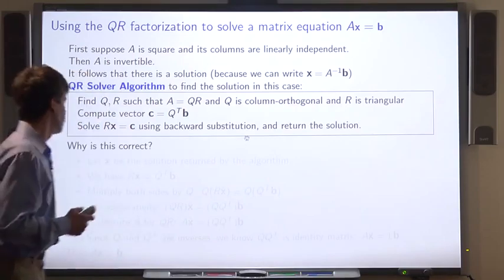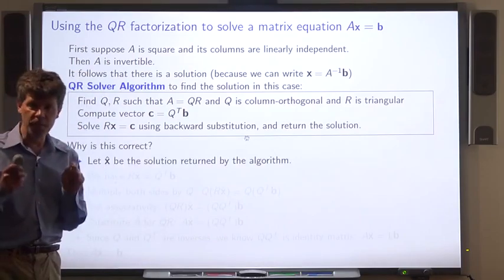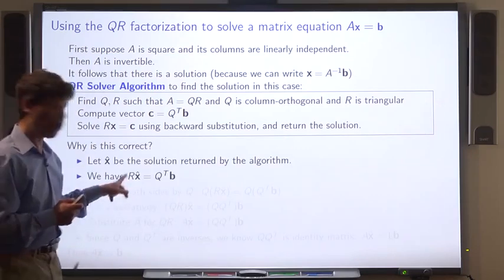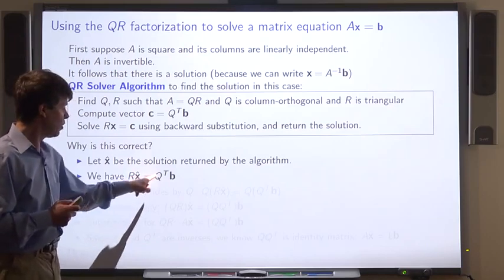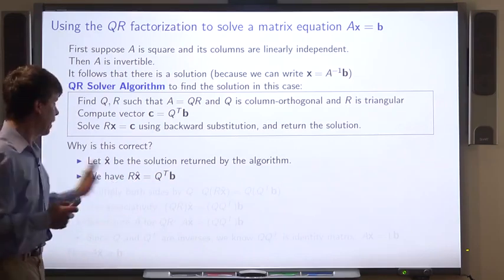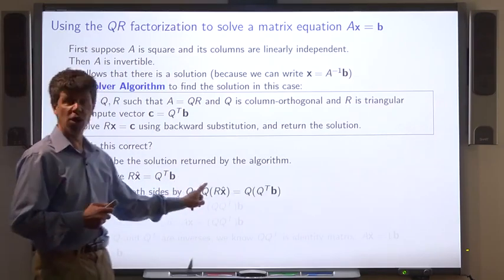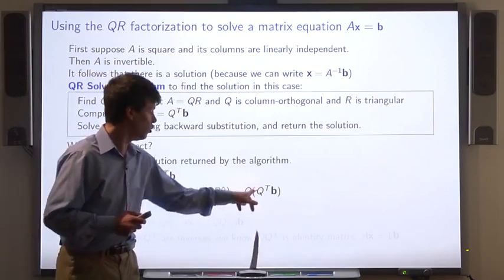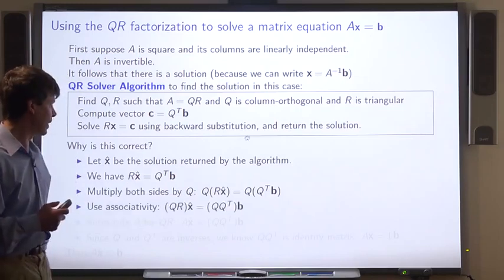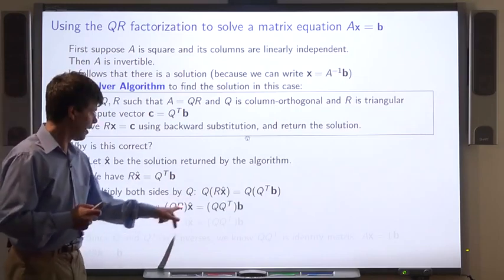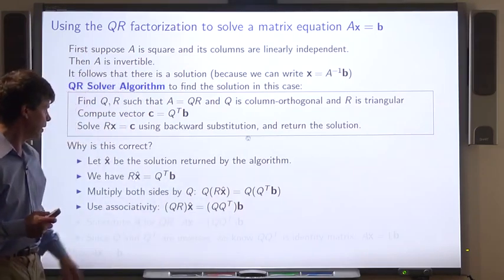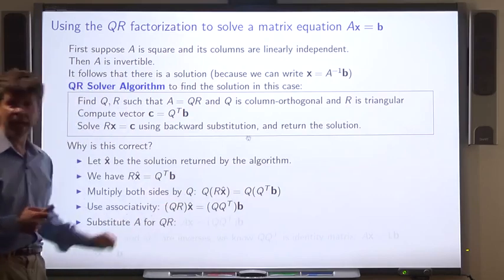Why is that the correct solution? Let x hat be the vector returned by this algorithm. Now, because we solved this equation, we have that R times x hat equals Q transpose times b. Let's take this equation and multiply both sides by Q. So we get Q times R times x hat equals Q times Q transpose times b. Now, we can rewrite this using associativity of matrix multiplication. Now, QR is equal to A.